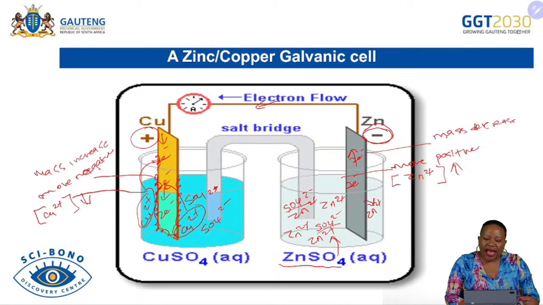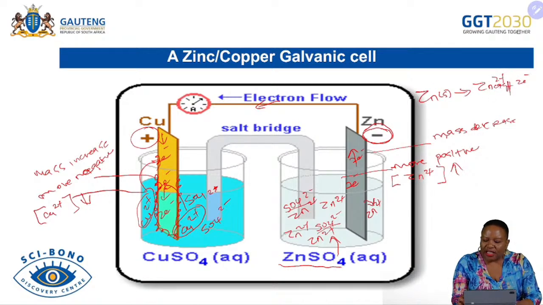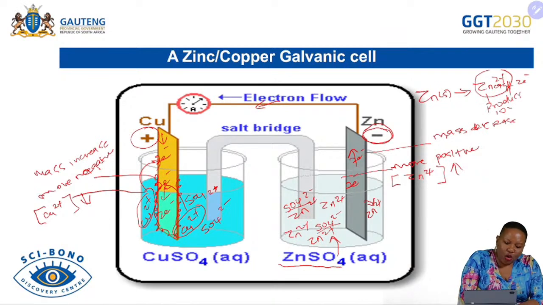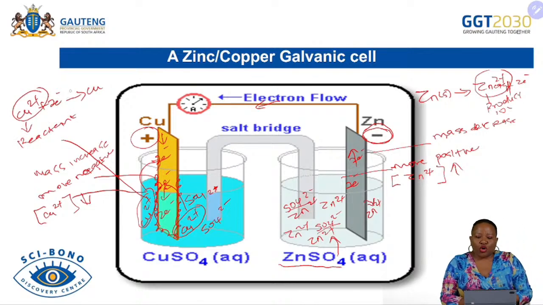So when you look at the two half cells, you will see that on the zinc half cell, the zinc, which is our solid, is changing and becoming zinc 2 plus, which is aqueous now. So the zinc 2 plus ions are our product ions because they are formed during the oxidation. And the copper 2 plus ions from the copper sulfate will gain the electrons from zinc and form what? Copper. So the copper ions are now our reactant ions because they're the ones that are gaining electrons.